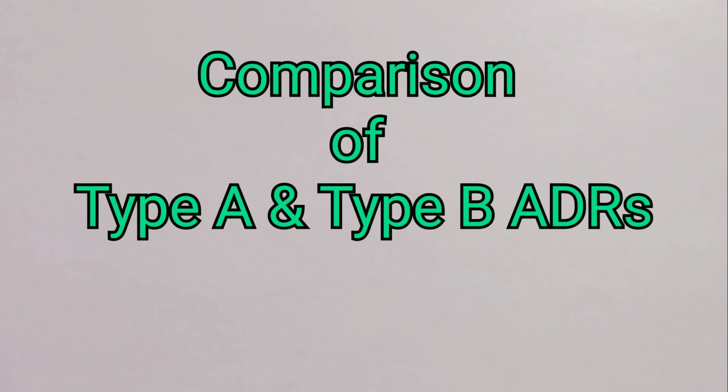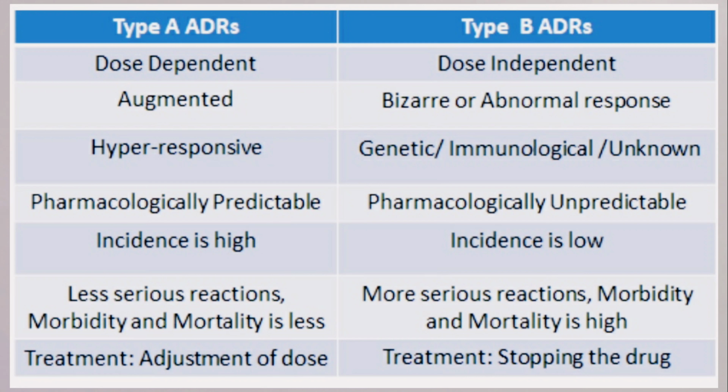Comparing type A and type B adverse drug reactions, type A adverse drug reactions are dose dependent, whereas type B adverse drug reactions are dose independent. In terms of nature of adverse drug reactions, type A reactions are augmented, that is, there is extension of the pharmacological action of the drug, whereas type B adverse drug reactions are totally abnormal, bizarre in nature. In terms of mechanism, type A adverse drug reactions result from extension of the main pharmacological action of the drug, whereas type B adverse drug reactions are genetically or immunologically mediated and may be unknown.